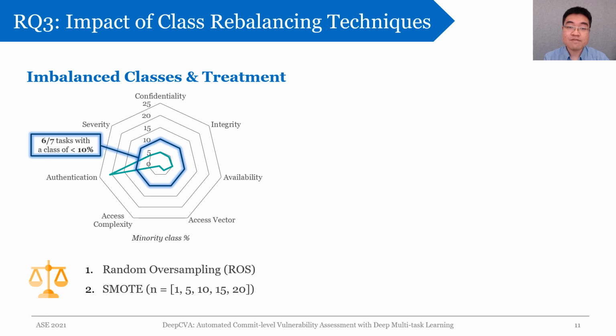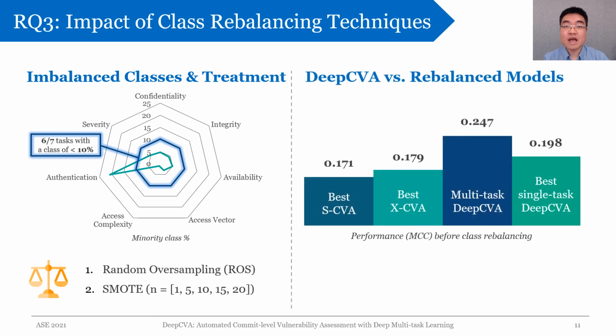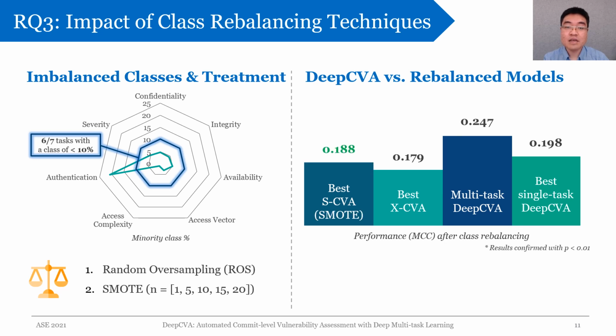However, we want to emphasize that these class rebalancing techniques cannot work with DeepCVA, as DeepCVA's features are trained end-to-end. Therefore, research question 3 also checks whether DeepCVA is still better than the rebalanced versions of baselines. Here's the performance without class rebalancing. And here's the performance after applying the class rebalancing to the baselines.